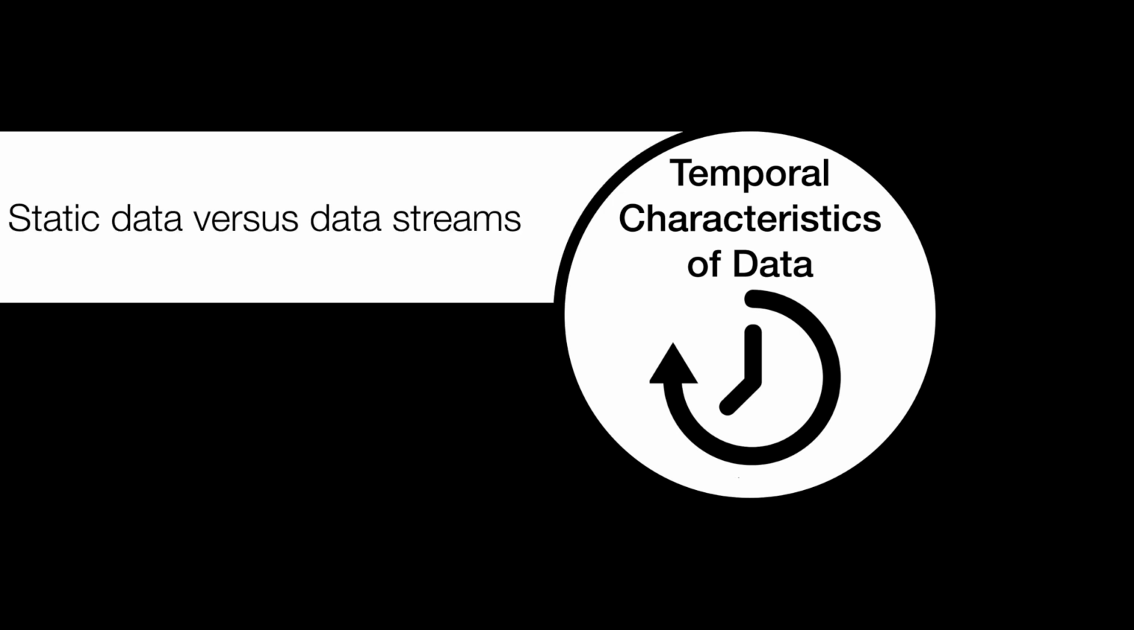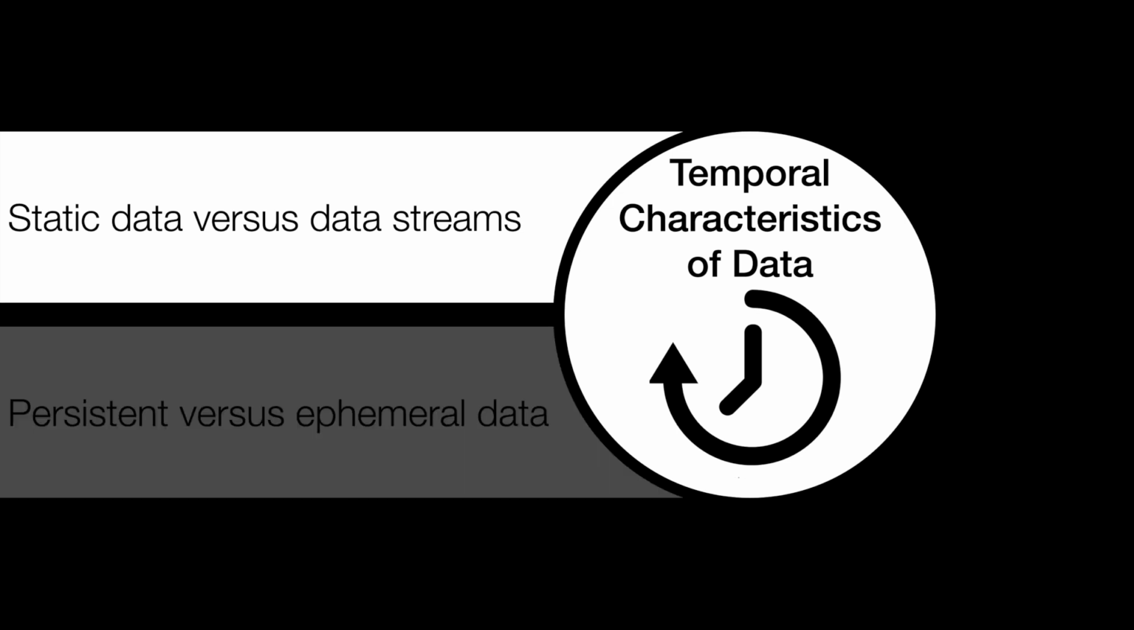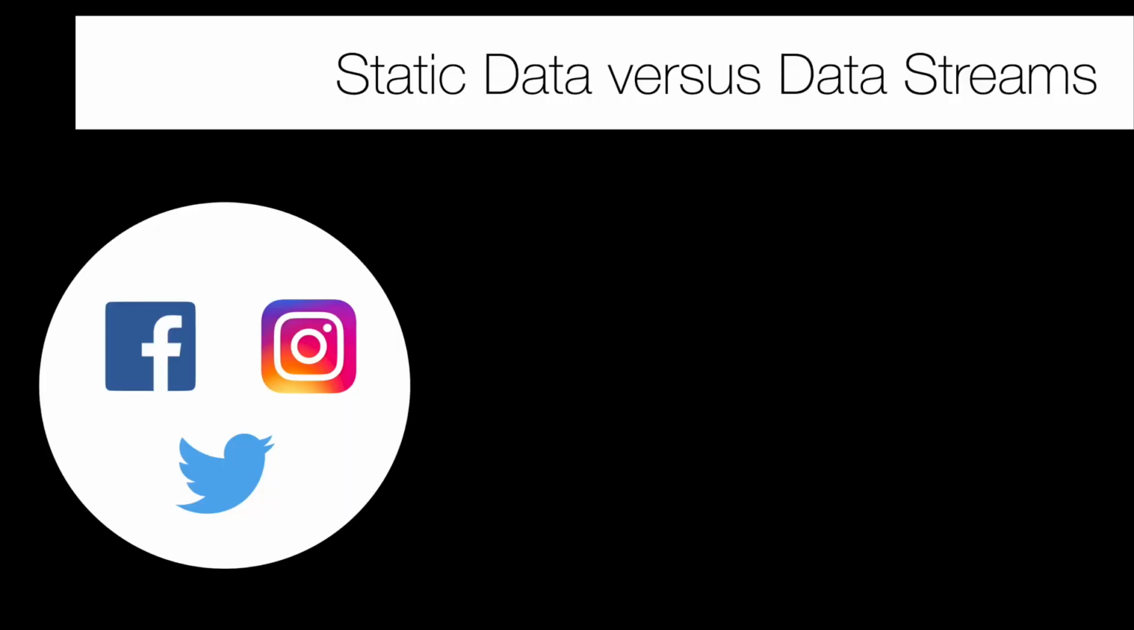Instead, we'll talk about static data versus data streams. This is a difference in how you collect data, or what your whole paradigm is about how you deal with data sets. And then two is persistent versus ephemeral data. I'll talk about what that means in a minute. First, in terms of static data versus data streams.